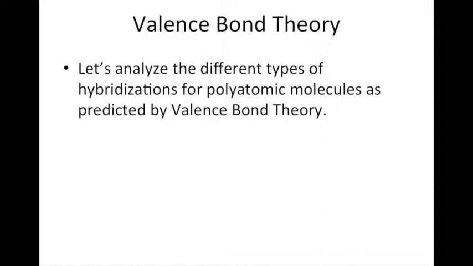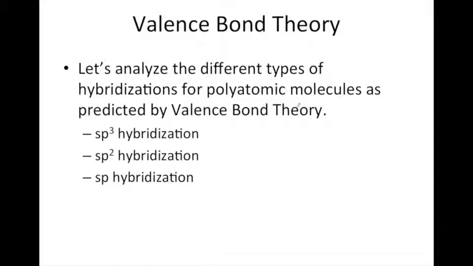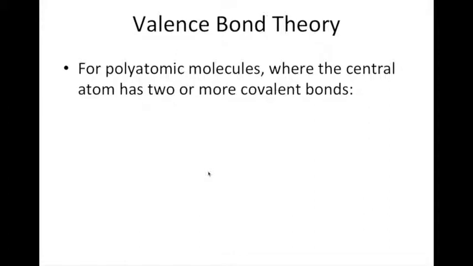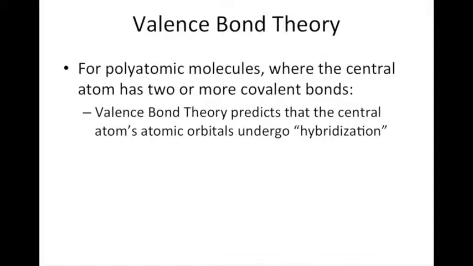In this video, we're going to continue analyzing valence bond theory. We're going to look at some different types of hybridization for polyatomic molecules as predicted by valence bond theory. We've already looked at sp3 hybridization. We're going to continue to analyze that type of hybridization, but we're also going to look at sp2 hybridization and sp hybridization.